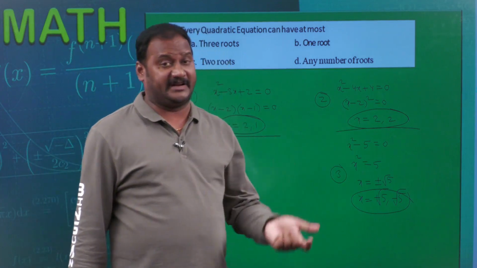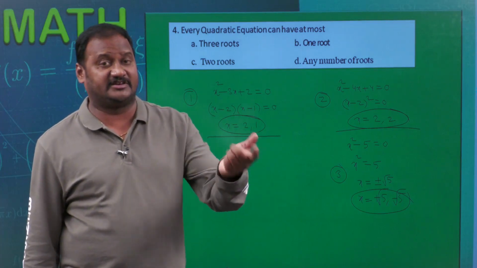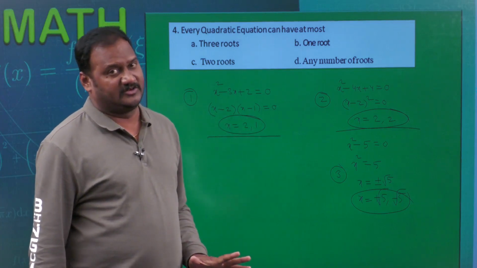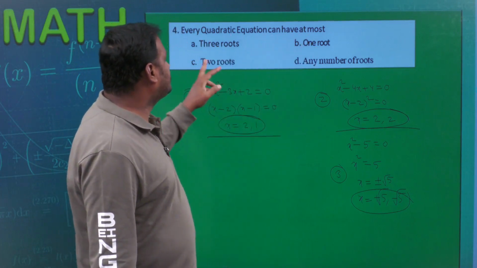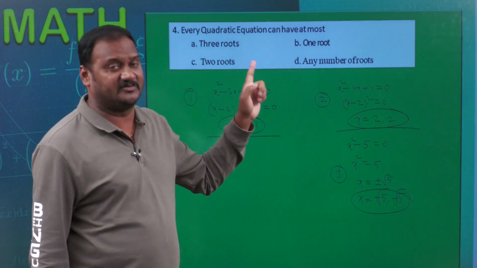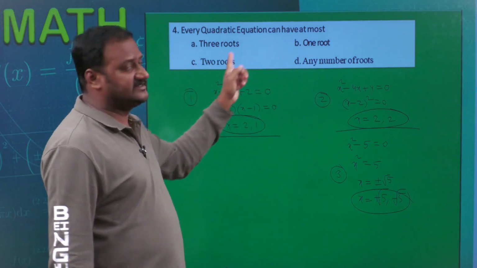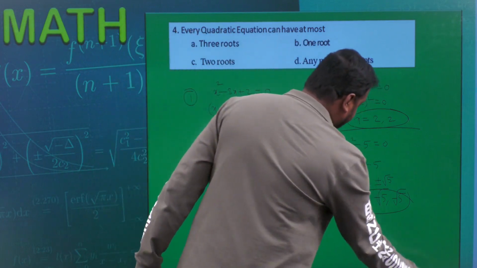If that root is repeated, then we say that it has one root. It has one root means what? The other root is also the same root. Hope you understand? Right. So a quadratic equation can have at most 2 roots, not 3 roots. No, 1 root, no, 2 roots. That is at most 2 roots. So your correct answer is C. Right? Next, coming to the next problem.